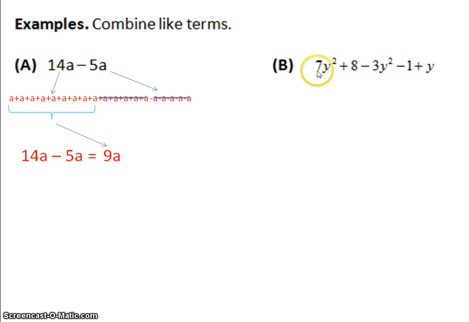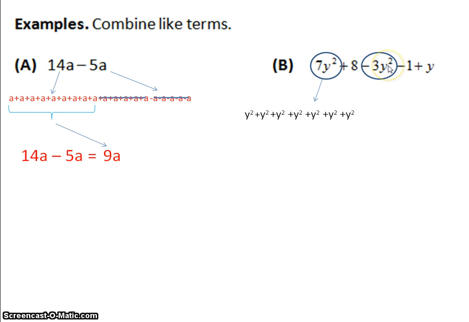In this expression, I have 7y squared plus 8 minus 3 times y squared minus 1 plus y. Now we're combining like terms. I see 7y squared, and there's another y squared over here. So 7y squared has a like term of 3y squared, but notice I mentioned this before. You include the operation sign in front of the term. So those two terms are like terms. Now I'm going to combine those. 7y squared is really y squared 7 times, so it would look like this.